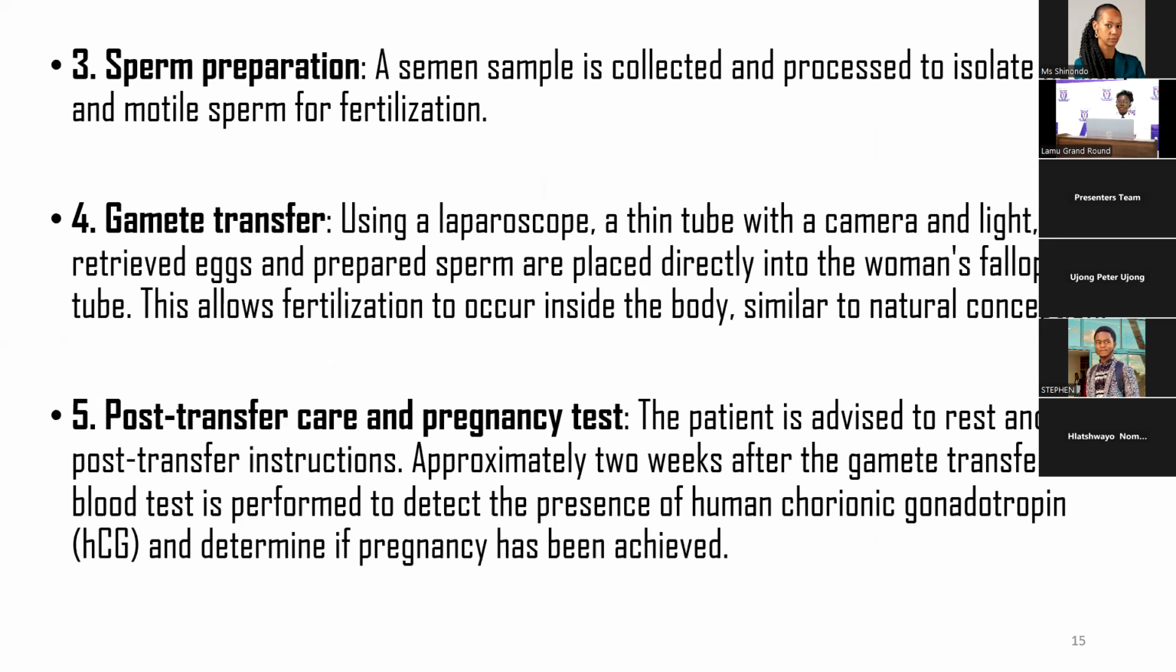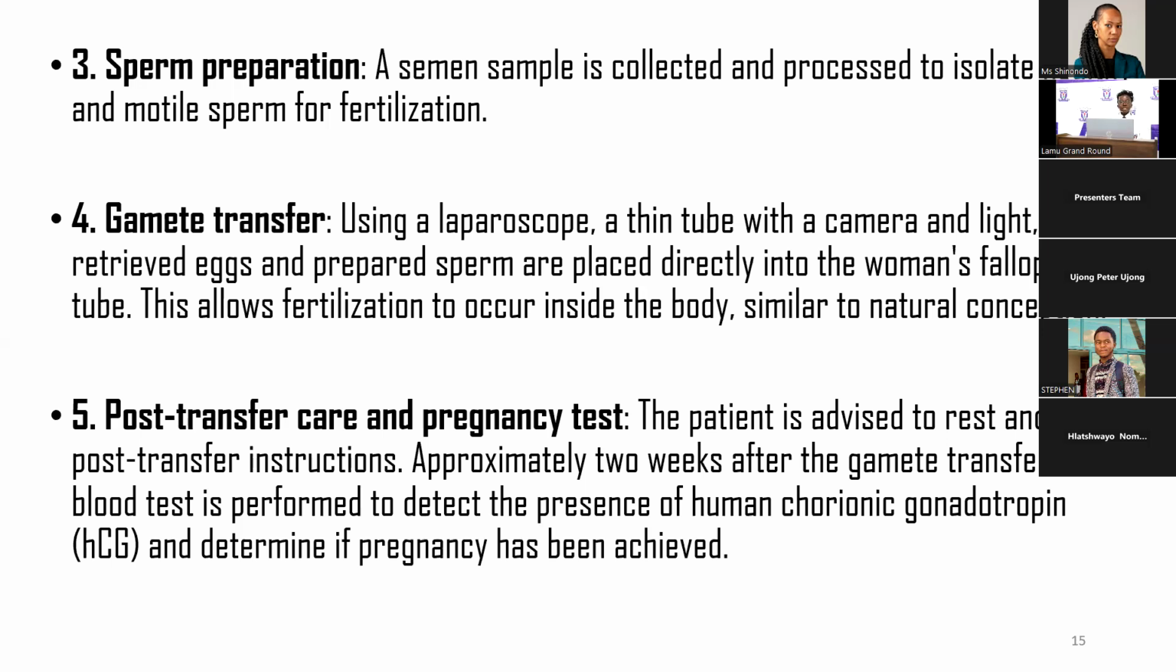Fourthly, we have the gamete transfer. Using a laparoscope, a thin tube with a camera and a light, the retrieved eggs and prepared sperms are placed directly into the woman's fallopian tube. This allows fertilization to occur inside the body, similar to natural conception.